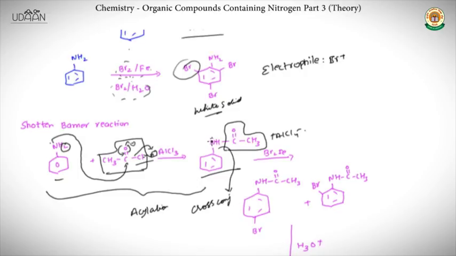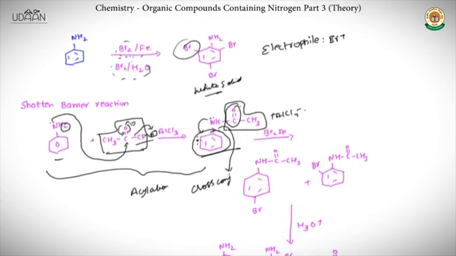That is, it is in conjugation with this C double bond O and this phenyl ring. So because of this, the electron donating capacity of this nitrogen to this ring has comparatively decreased than the aniline. So it is less of a ring activator when compared to aniline. So when you treat it with Br2 in presence of Fe or Br2 in presence of H2O, you are going to get substitution on both ortho and para positions. This is ortho and this is para.